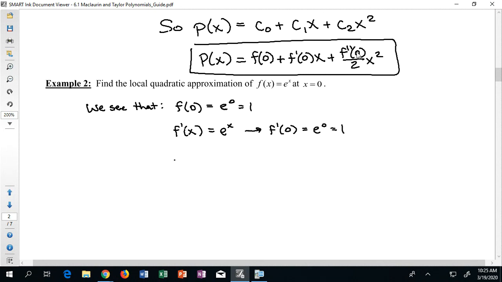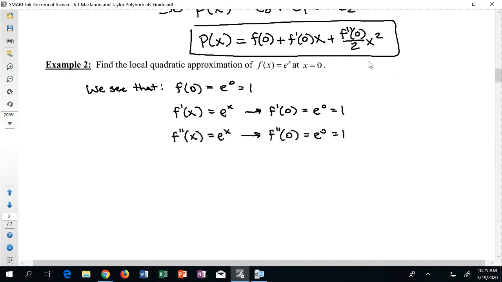I can then also determine that f double prime of x, well, that's still e to the x. So f double prime of 0 is still e to the 0, which is still 1. And that should apparently be over 2, and that will make the coefficient of x squared.